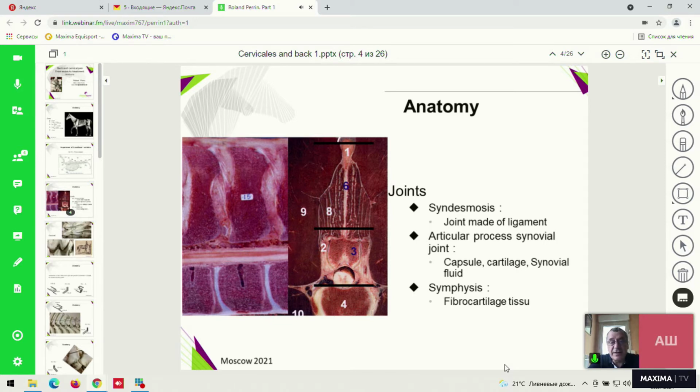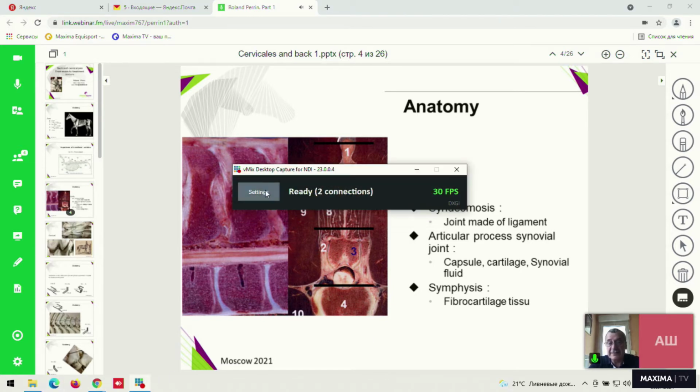Between the spinous processes, you have the syndesmosis, after you have the articular process synovial joint, and now you have the discus, and the discus is the symphysis.